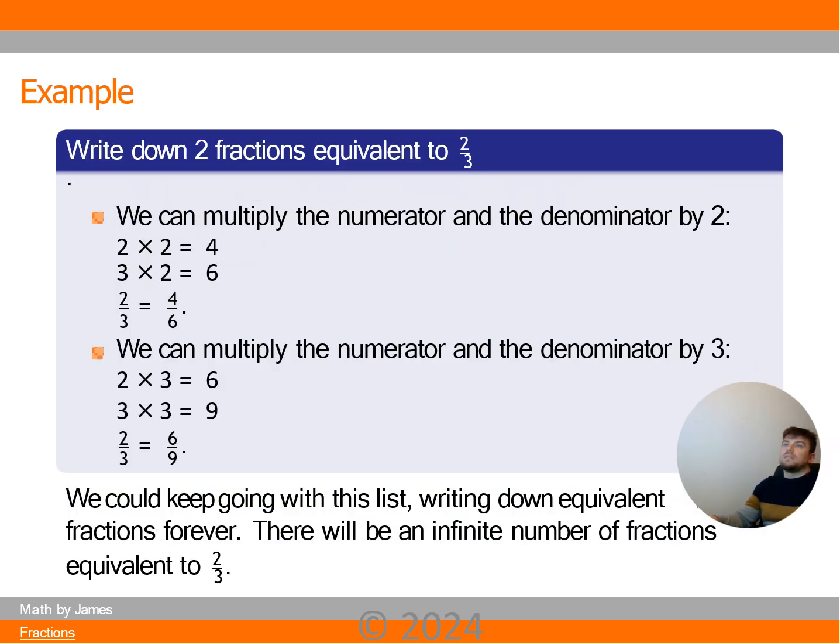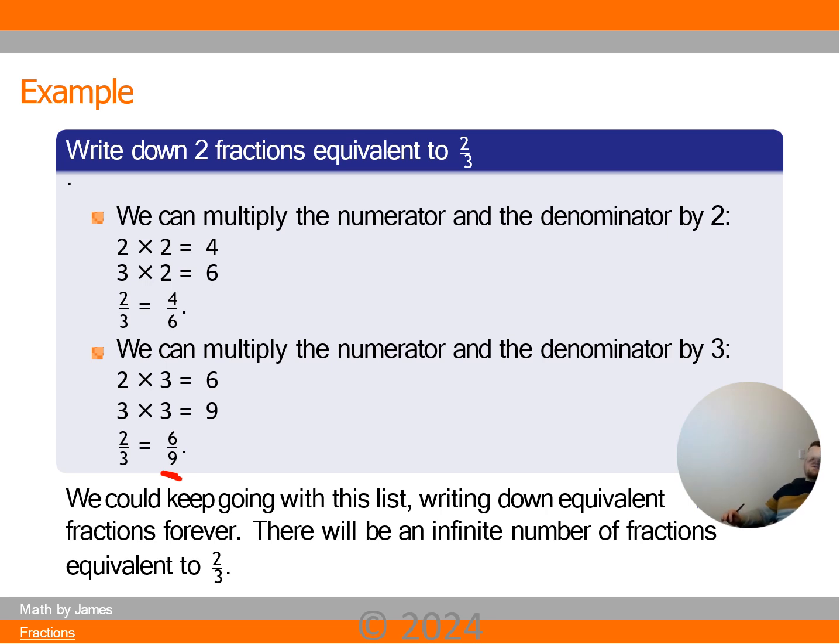So here we've got, write down two fractions equivalent to 2 over 3. So we can multiply the numerator and the denominator by 2. So 2 times 2 is 4, 3 times 2 is 6. Or we can multiply the numerator and the denominator by 3. So 2 times 3 is 6, 3 times 3 is 9. So we know that these are equivalent fractions.